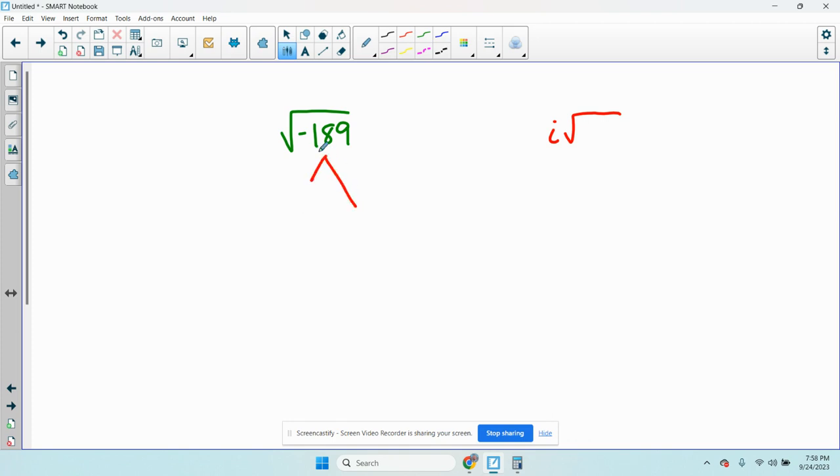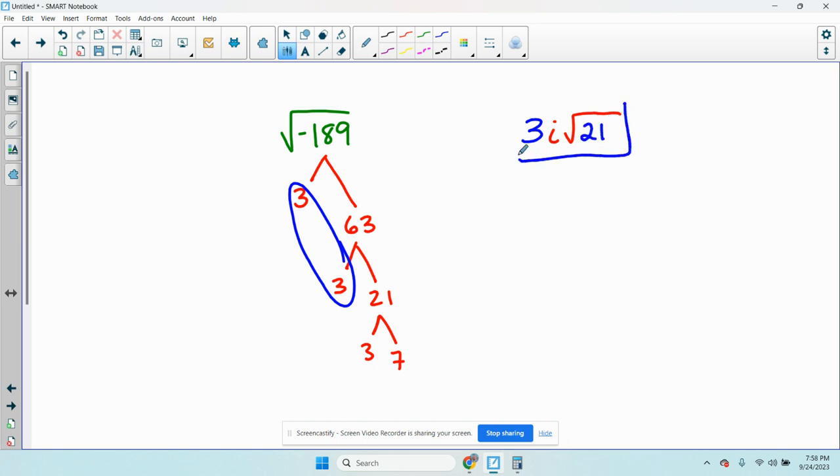So 189, 2 doesn't go into it, but I can write that as 3 times 63. 63, 2 doesn't go into this, but I can write this as 3 times 21. And 21 I can write as 3 times 7. There's my prime numbers. I'm going to circle matching pairs. There should be one set of 3, so that gives me a 3 out front. Then I have a 3 that's not matched and a 7 that's not matched. So this is going to be 3 times 7 inside the square root. 3i root 21.